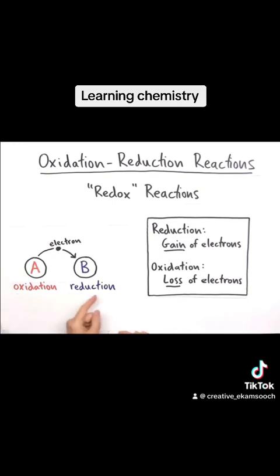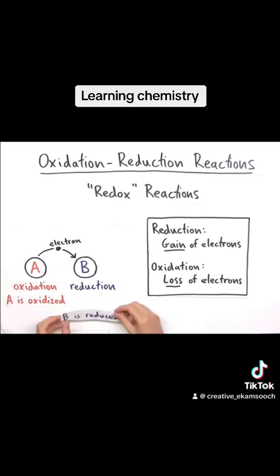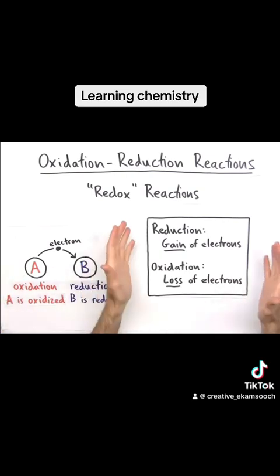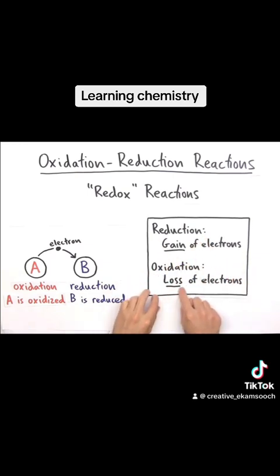Now, we can modify these words slightly to come up with terms we use to describe what's happening to the atoms. Atom A is undergoing oxidation, so we can say that atom A is being oxidized. Atom B is undergoing reduction, so we can say that atom B is being reduced. So we've got oxidation, oxidized, reduction, reduced. The big picture here is that reduction is a gain of electrons and oxidation is a loss.